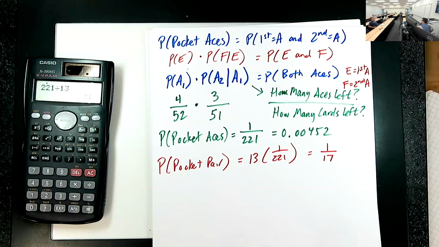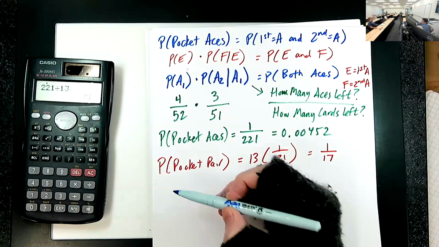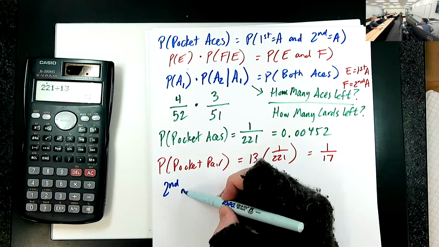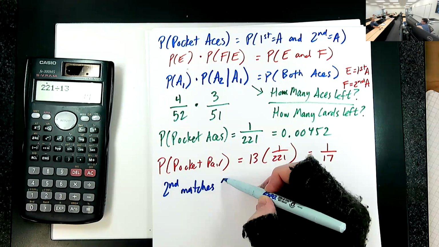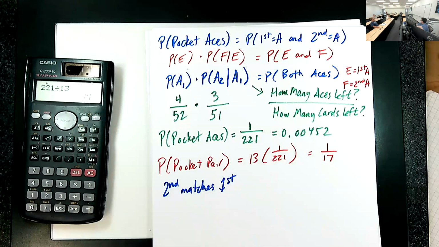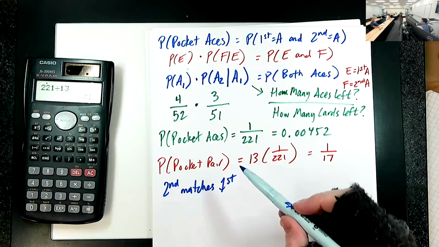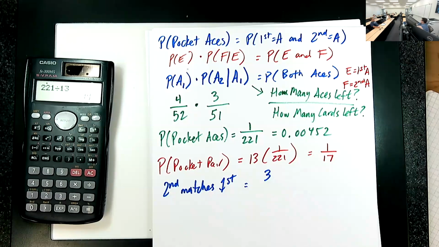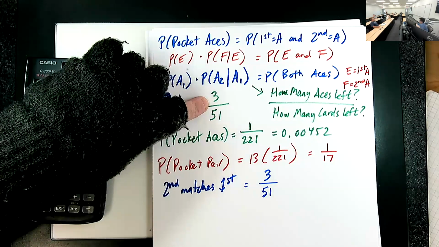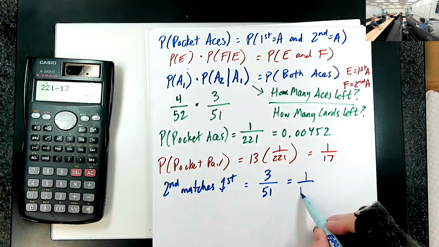We don't care so long, well, we do care. Pocket aces are better than pocket twos. But if you just want a pair, you're happy with any pair, doesn't matter what the first card is, it only matters if the second card matches the first card. For that to happen, there are 3 cards left of that rank. There are 51 cards left. It's what we had here. 3 over 51 is 1 over 17.